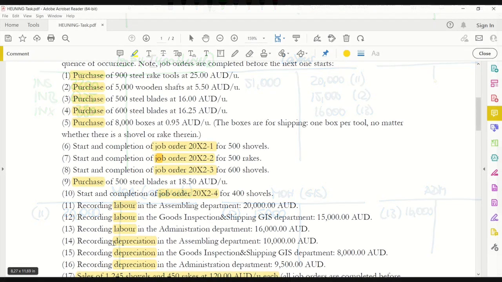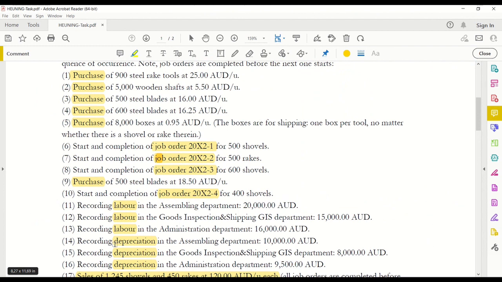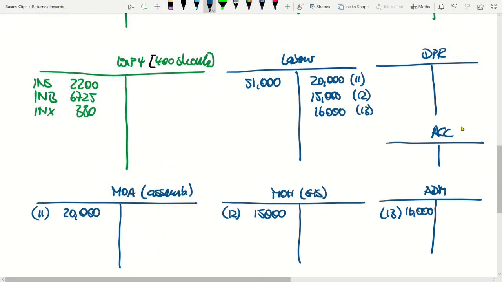Next. Now we record depreciation. The initial bookkeeping entry is a debit entry, depreciation, credit entry, accumulated depreciation. Thereafter, we allocate depreciation to the assembling, to the goods inspection and shipping, and to the administration department. So the total of depreciation will be 10,000 plus 8,000 plus 9,500. 27,500.